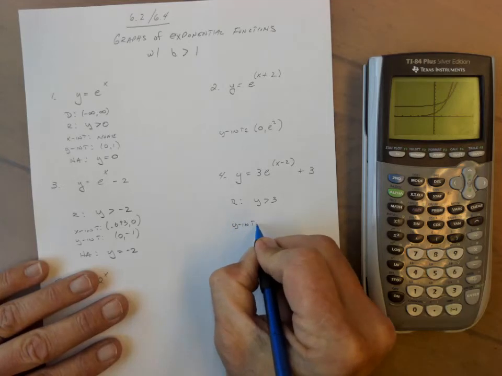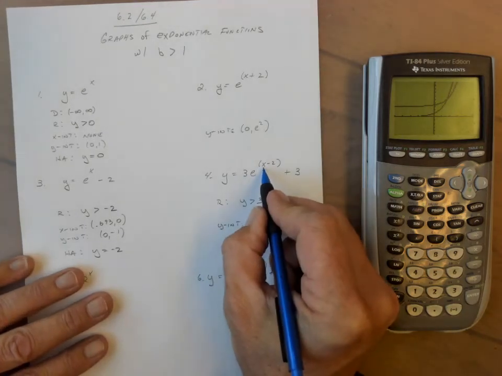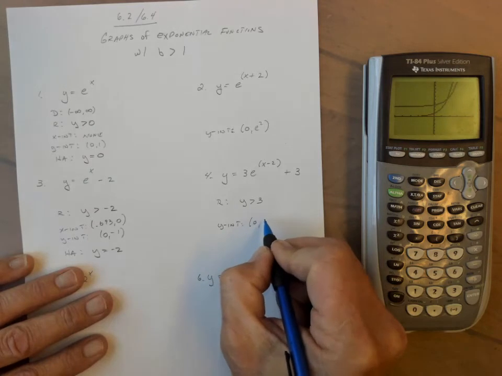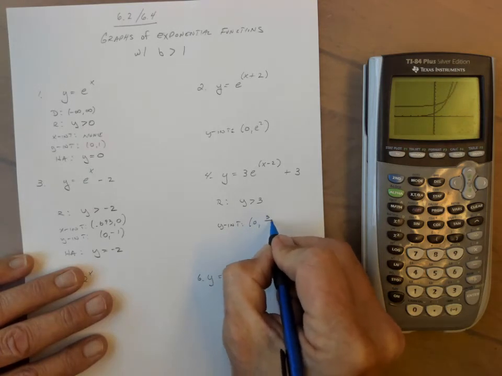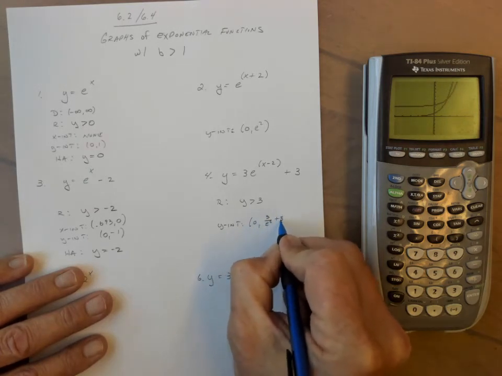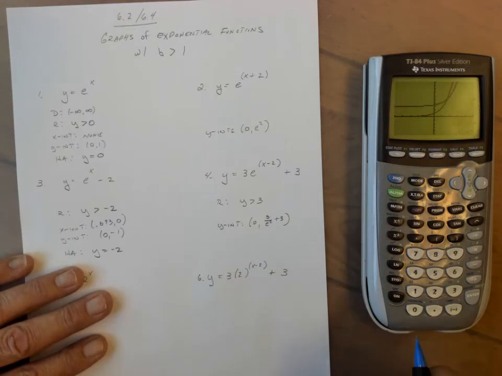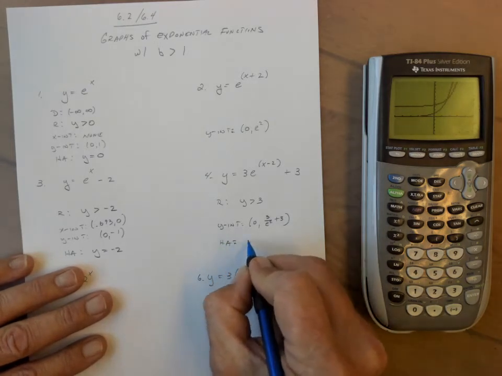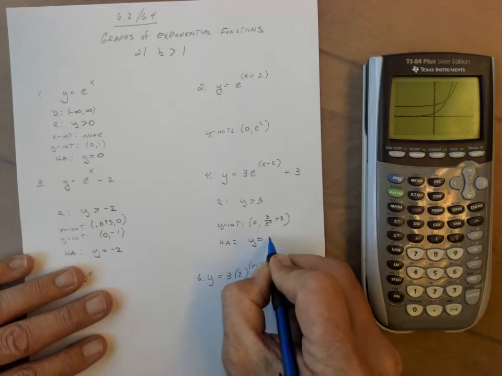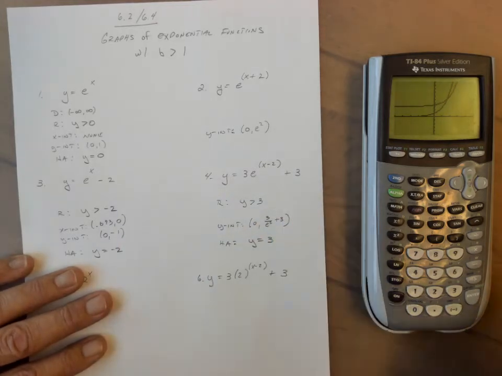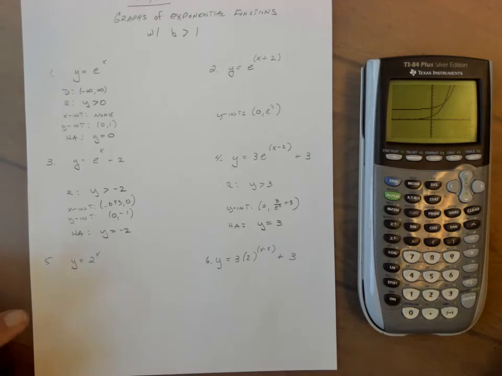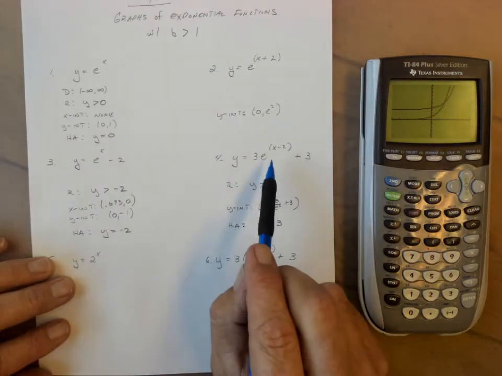Our y-intercept, if I substitute 0, I get e to the negative 2. And so we would end up with 3 over e squared and then plus 3. And our horizontal asymptote would be y is equal to 3 instead of 0, right? Because we've moved it up 3. So the y value never gets to 3. Okay, so I've shown you 4 graphs all with base e.